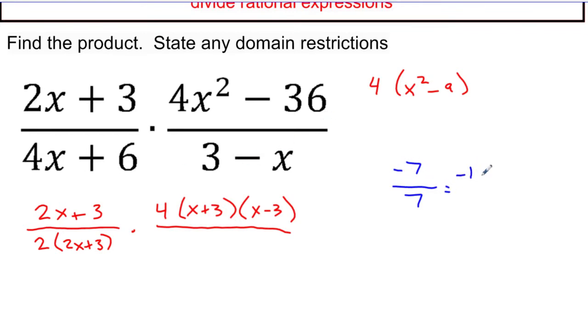I'm going to turn this just into negative 1 times 7 over 7. And now I have my match, right? 7 and 7 match each other, and I can cancel. And there's that negative 1 that we know is the answer to this.